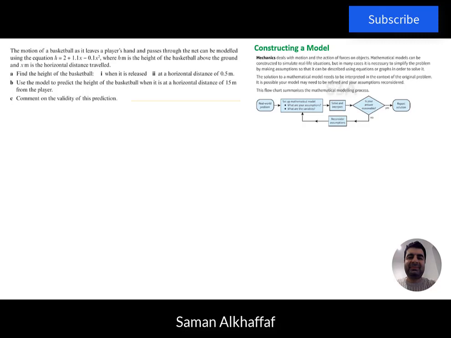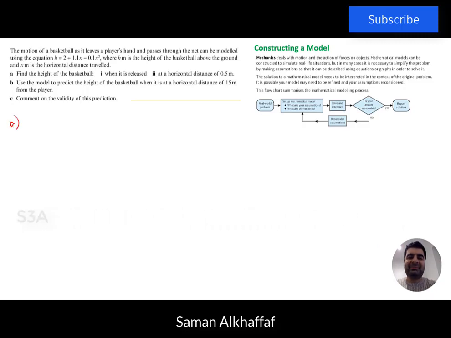In this example, the motion of a basketball as it leaves a player's hand and passes through the net can be modeled using the equation h equals 2 plus 1.1x minus 0.1x squared, where h in meters is the height of the basketball above the ground and x in meters is the horizontal distance traveled. So for part A, find the height of the basketball.